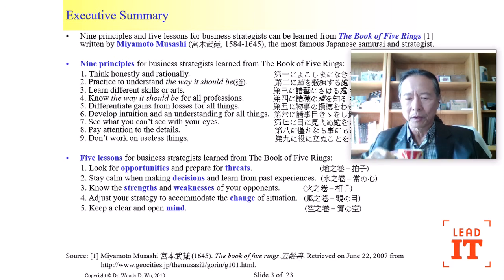Number five, keep a clear and open mind. This is corresponding to the last chapter we call emptiness. Miyamoto Musashi used the first four chapters to teach you his sword fighting strategy. Now he warned you in chapter five to forget what you have learned, because when you have a new situation, the past experience may turn out to be useless.